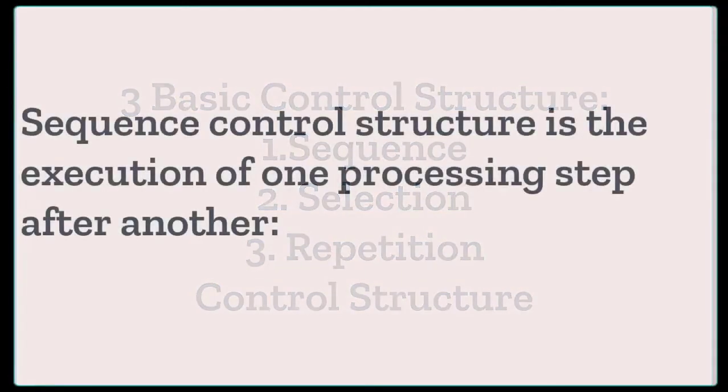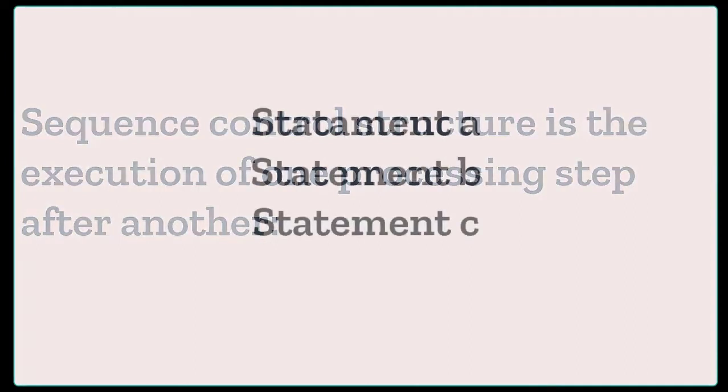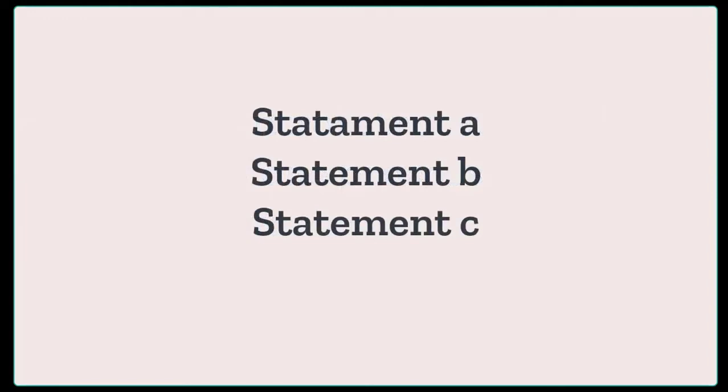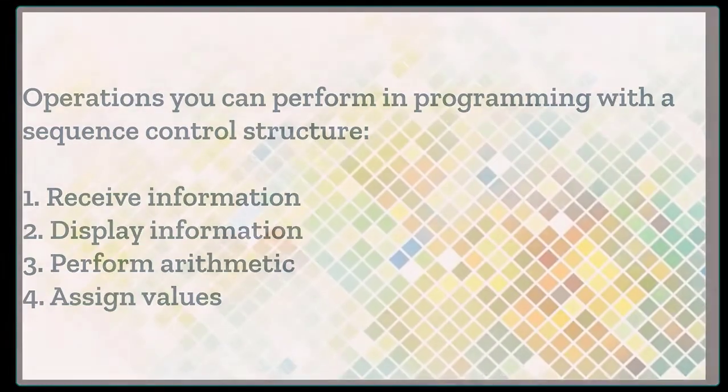The sequence control structure is the straightforward execution of one processing step after another. In pseudocode, we represent this as follows. The sequence control structure can be used to represent the first four basic computer operations listed previously in one of our videos: 1. To receive information. 2. Put out information. 3. Perform arithmetic. 4. Assign values. These are what you can use sequence control structure to perform in a computer program.